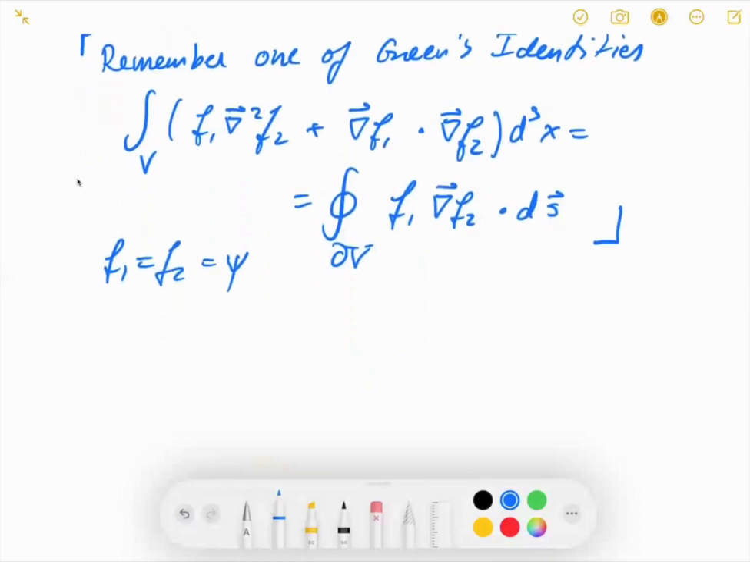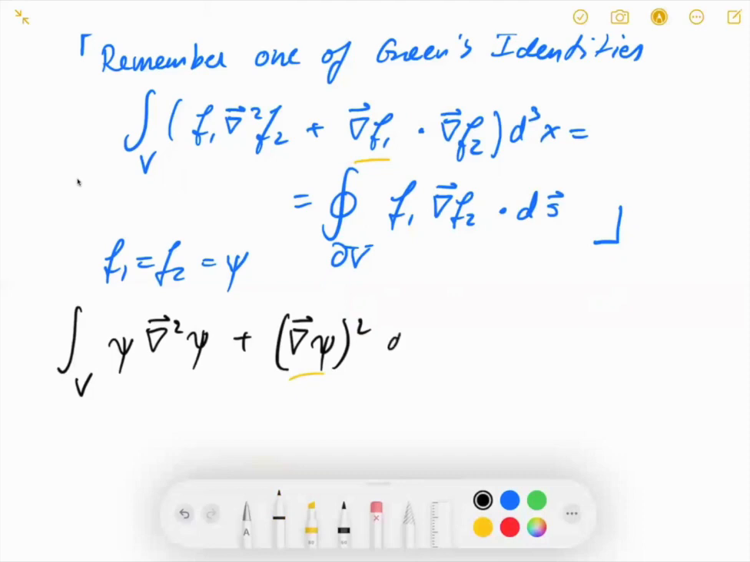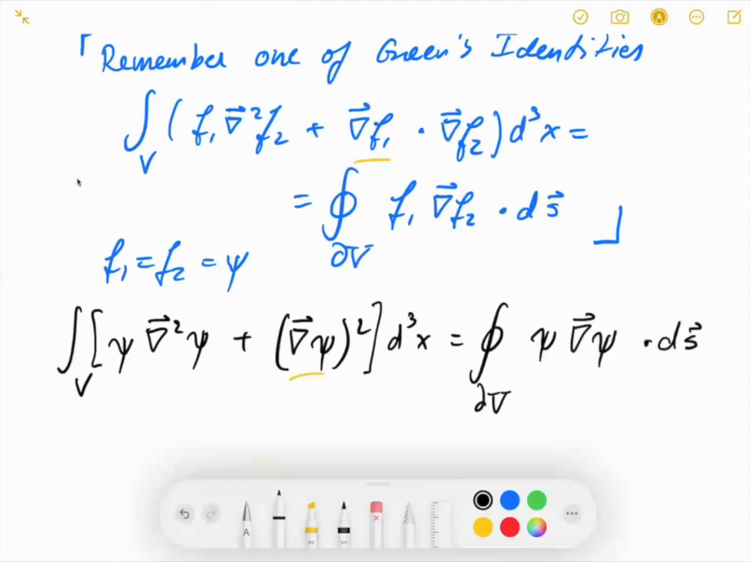Okay, so we're going to rewrite this identity. F1 is psi, and F2 is also psi. So this is the Laplacian of psi plus, so I'm just putting it in. And this is, of course, the divergence of that field, dotted with the divergence of F2, but F2 and F1 are the same. So this thing is just squared. Integrated over the volume is the right-hand side, integrated over the edge of that volume of psi, gradient psi, dotted with the normal. All right.